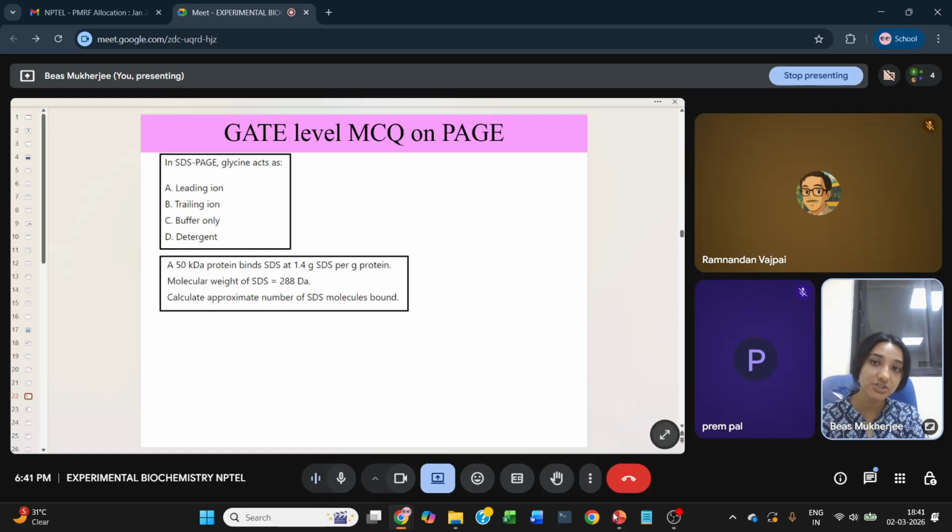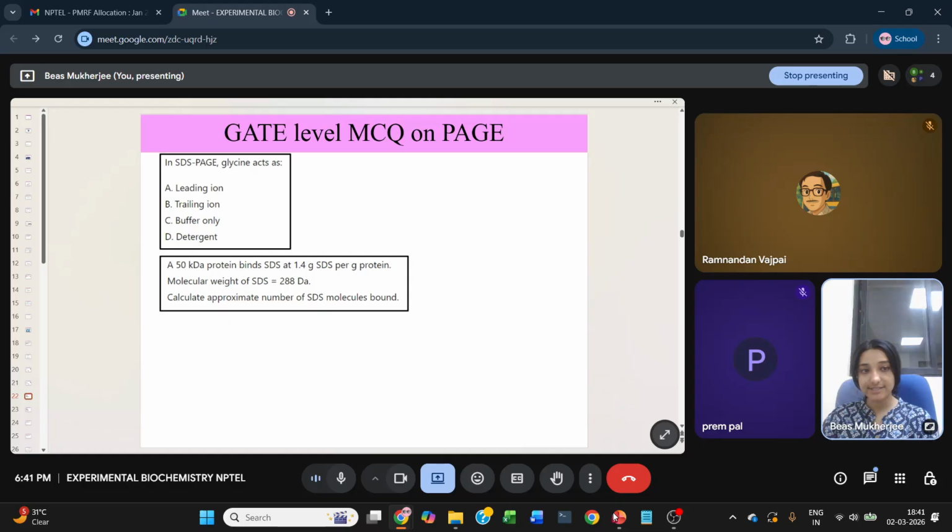So in SDS-PAGE, glycine acts as: leading ion, trailing ion, buffer only, or detergent. Glycine, okay. B, right, very good.